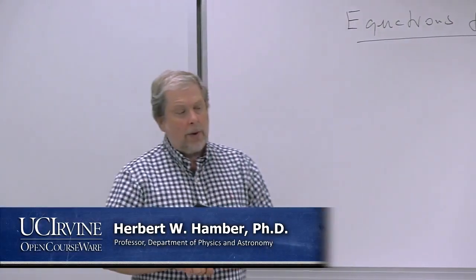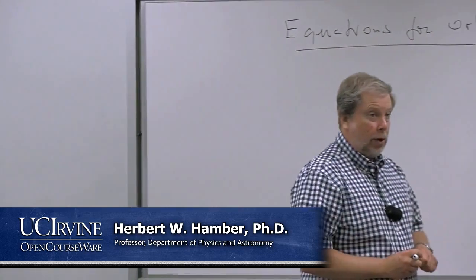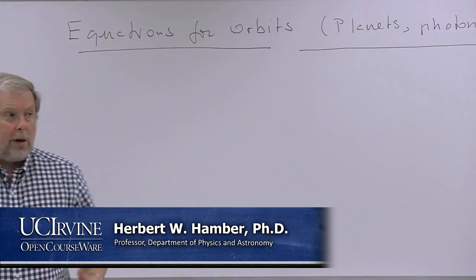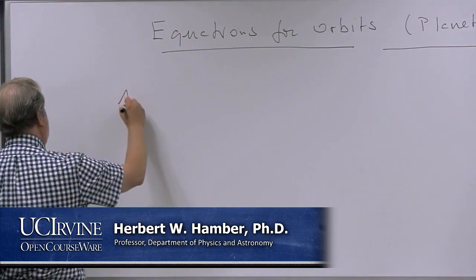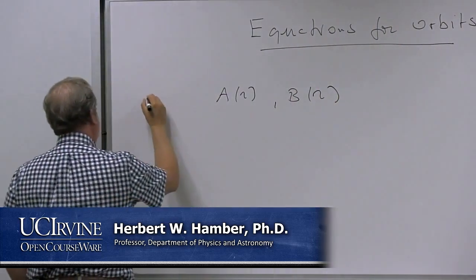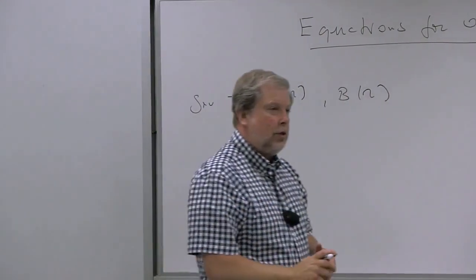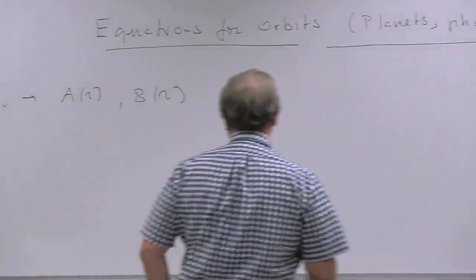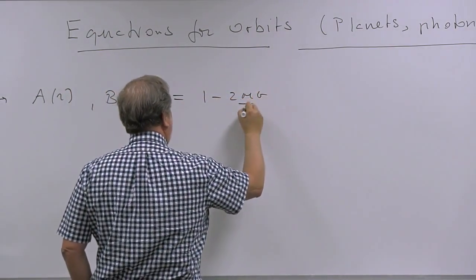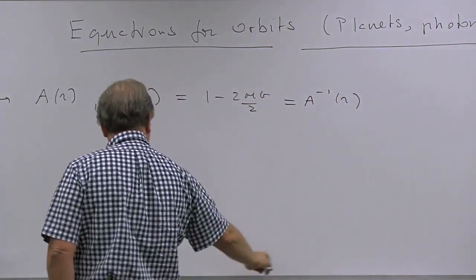So continuing where we left off last lecture, we were talking about the equations for the orbits. The point is that we do have the metric, right? The metric is described by functions A of r and B of r, which is what is left of the g mu nu. In fact, in the case of the Schwarzschild solution, they're inversely related to each other. So we have that B of r is equal to 1 minus 2MG over r, and is equal to A to the minus 1 of r, right?